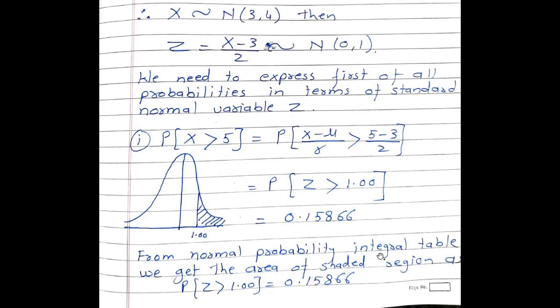From the normal probability integral table, we get the area of the shaded region as probability z greater than 1.00 is equal to 0.15866.